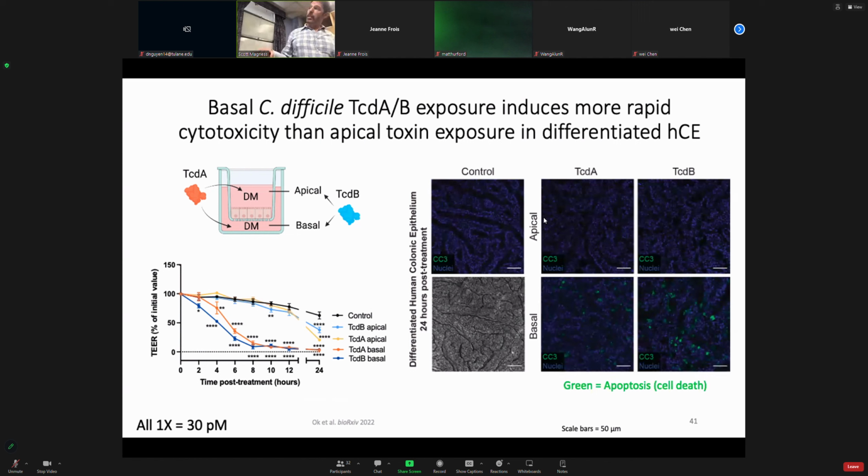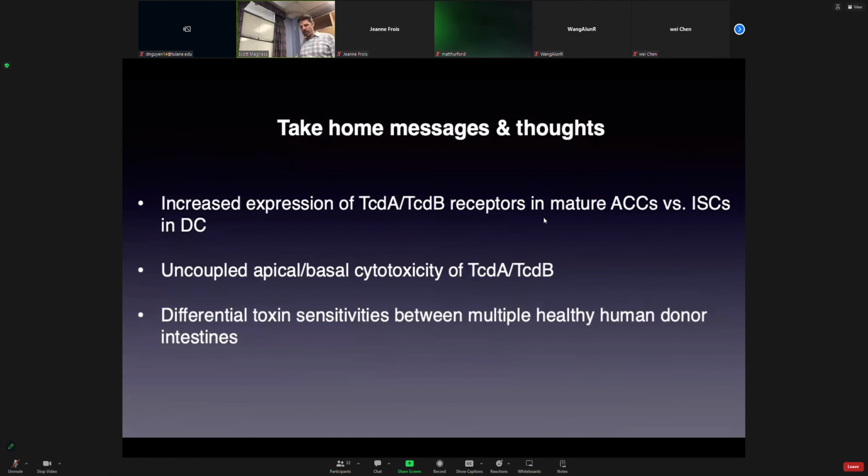And again, when we looked at each of these tissue constructs from the apical side in the top row or the basal side in the bottom row, and looked for cleaved caspase 3, which is an apoptotic marker, we saw very few dying cells in the apical compartment and quite a few on the basal side. So this also indicated that it was not just causing a leakier barrier from the basal exposure, but also killing the cells at a faster rate.